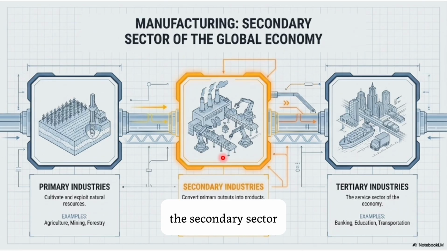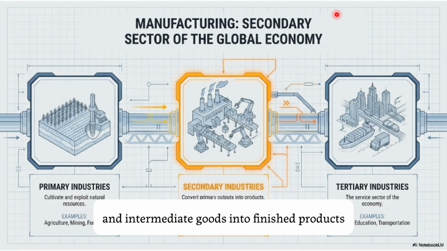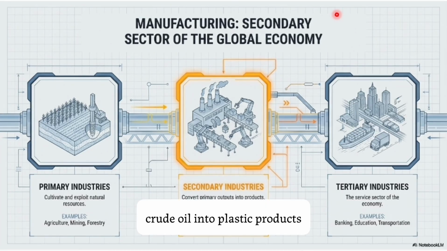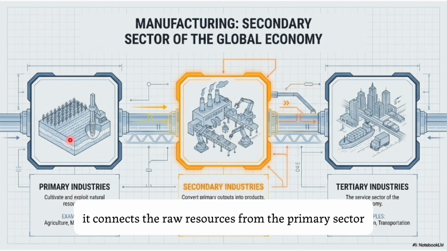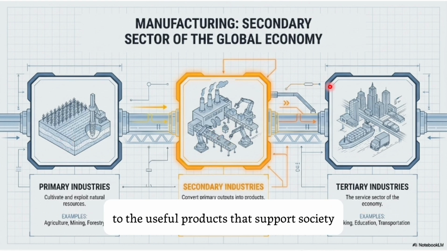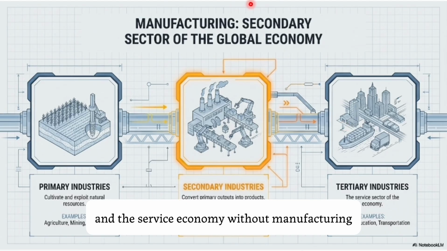The secondary sector is where manufacturing really is. This sector converts raw materials and intermediate goods into finished products. For example, turning iron into machine parts, crude oil into plastic products, or components into a vehicle. The tertiary sector is the service sector. This includes banking, education, transportation, healthcare, and many other services. So manufacturing sits in the middle. It connects the raw resources from the primary sector to the useful products that support society and the service economy.